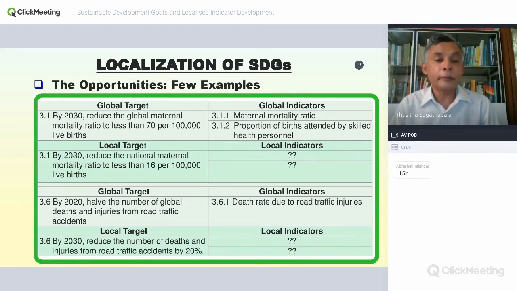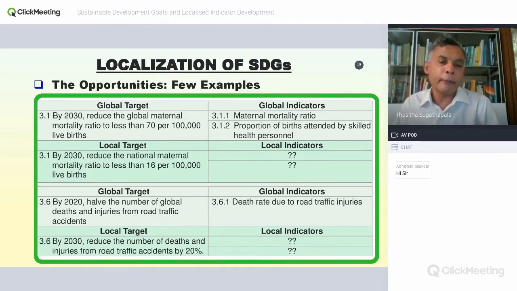This is my last slide, just to show some of the kind of localization that happens. I don't see it as a true localization yet because it's not finalized. I just tried to use the present policy document, this is the health sector. Now for the comparison, I have put the global target and global indicators. The global target is by 2030, reduce the global maternal mortality ratio to less than 70 per 100,000 births.